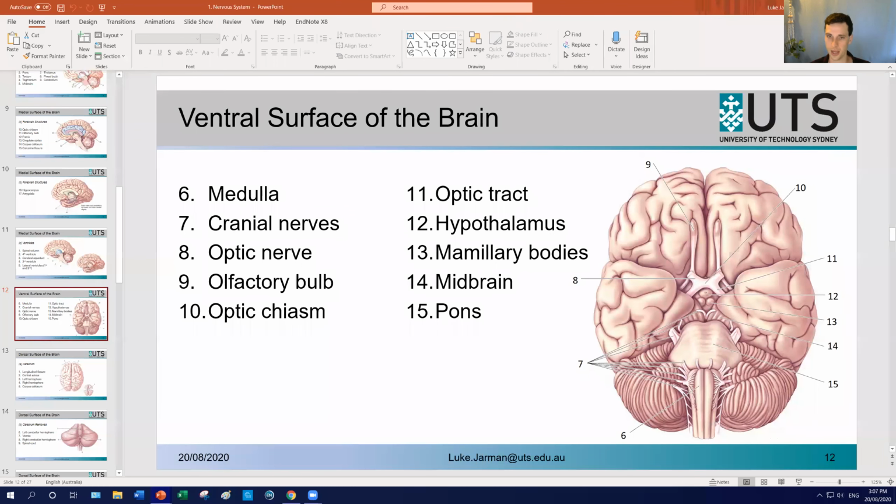So this is what we did last week. We looked at the ventral surface of the brain. At number 12, you can see the hypothalamus is indicated. And the question was just that the student had seen this sometimes labeled as pituitary gland. And you will see that occasionally. I've seen it in plenty of diagrams.